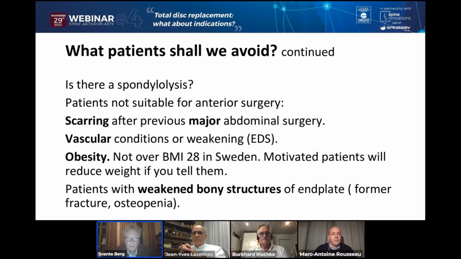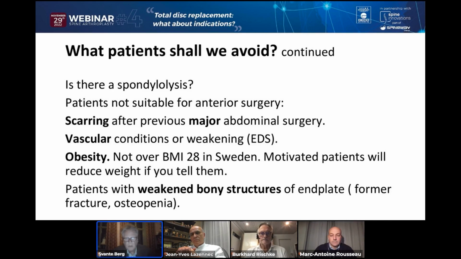Then we have patients that are not suitable for anterior surgery. They might have serious scarring after major abdominal surgery, not only an appendix or a gynecological surgery or something like that, but major abdominal surgery. Then it might be something we won't get in again. They might have ongoing vascular conditions or weakening, like Ehlers-Danlos syndrome, which has very, very weak vascular structures.